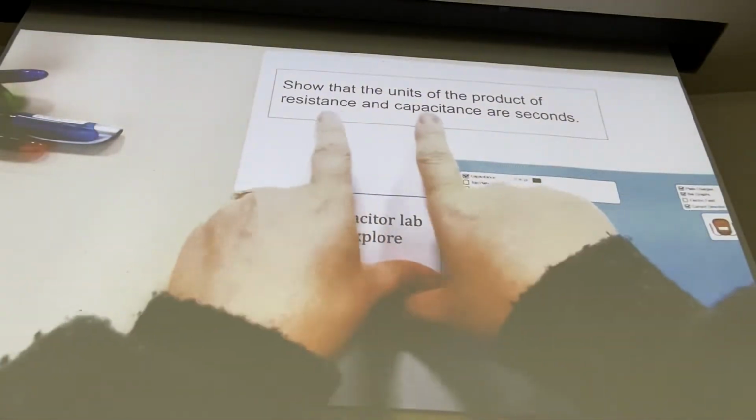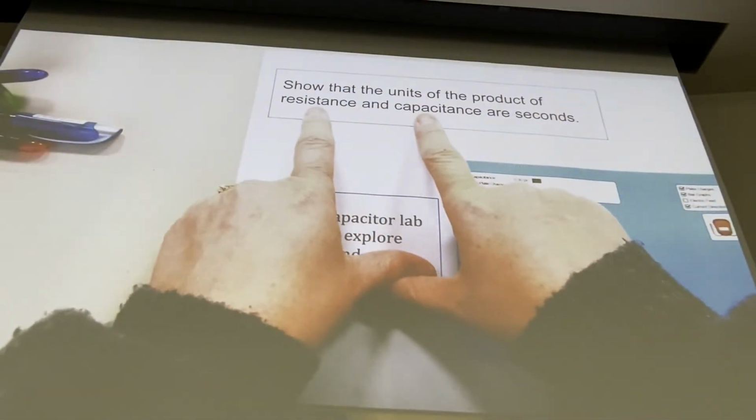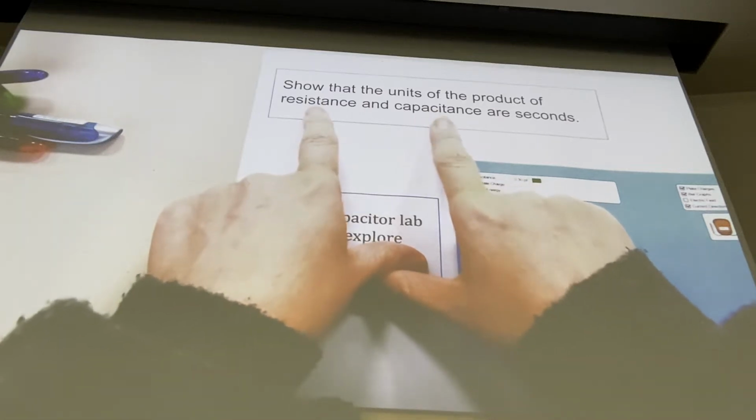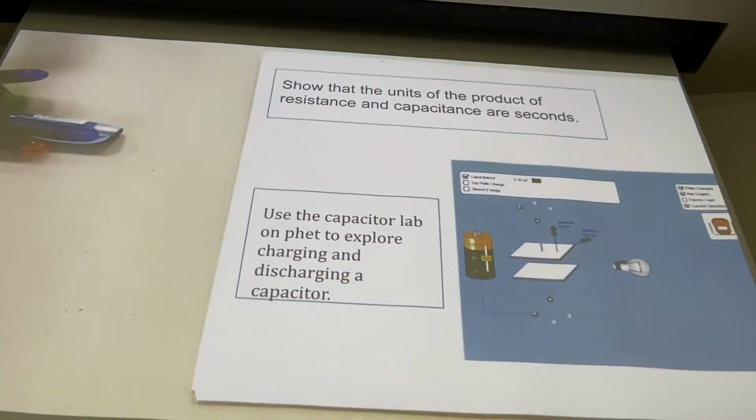A task I'll give you for homework is to figure out the units that you get when you multiply resistance and capacitance. When you multiply an ohm by a farad, you should be able to work out that that's equal to seconds. I'm going to leave that one for you as a homework project.